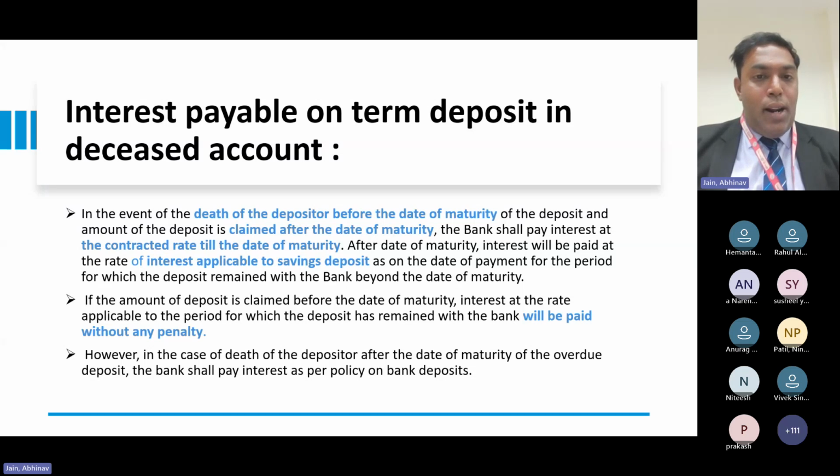Again, proceeding to the next point, if the amount deposited is claimed before the date of maturity. In the same example, the person died on 1st December 2024, and the nominee comes for withdrawal on, let's say, 30th December 2024, before the maturity, which was supposed to happen on 1st January 2025. The bank will pay the interest at the contracted rate till the date the amount is kept, without any penalty. No penalty would be charged or deducted. However, in case of death of the depositor after maturity of an overdue deposit, the bank will use its policy on bank deposits and pay the interest.